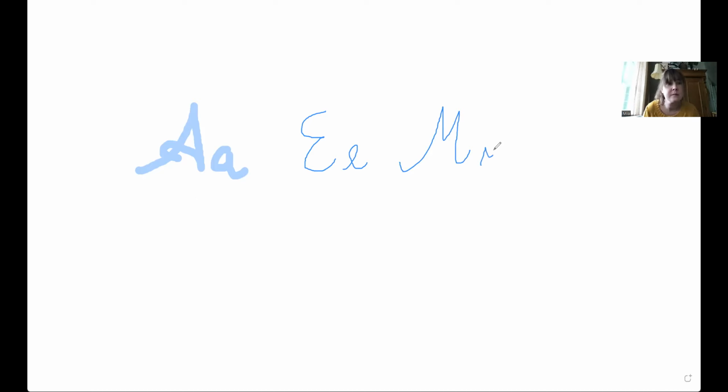And small m. Can you put a little tap in the beginning of the small M here? If you pay close attention, you can see there's a little curl in the beginning.